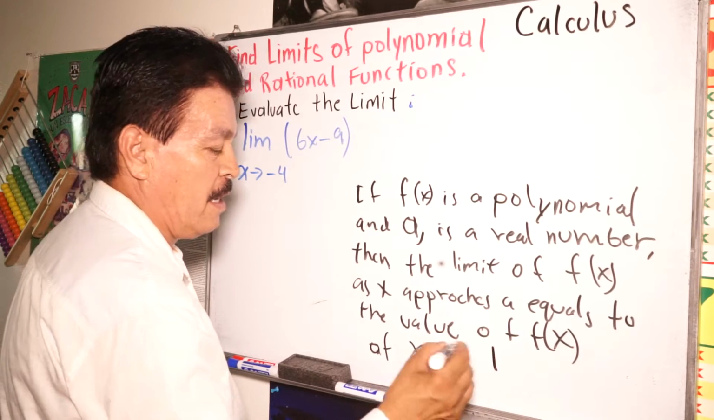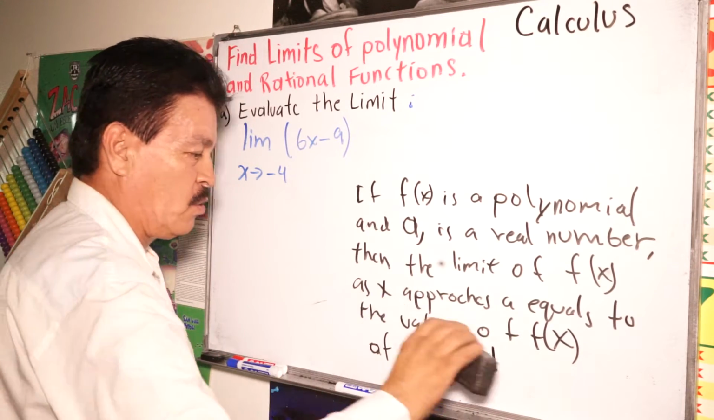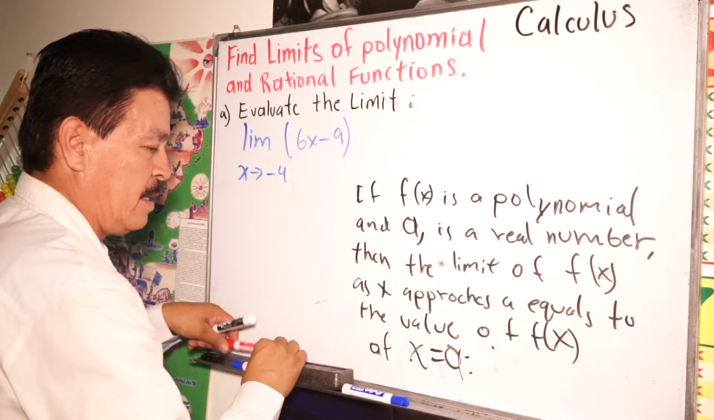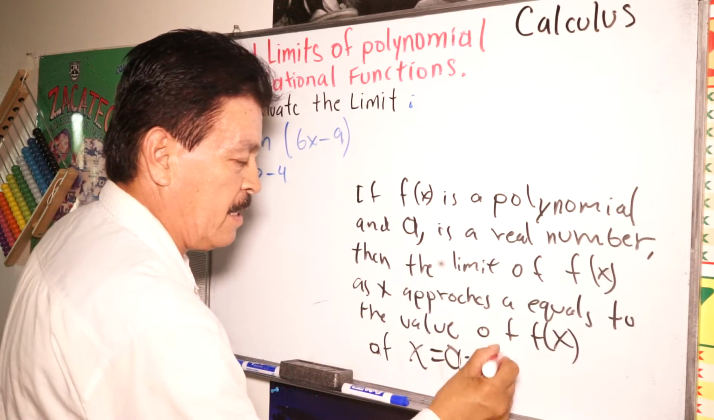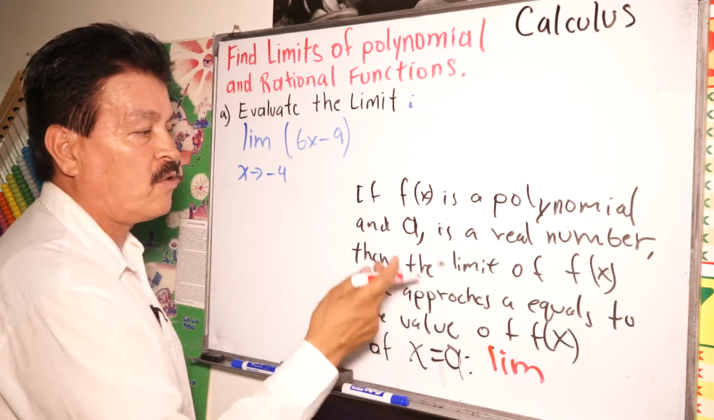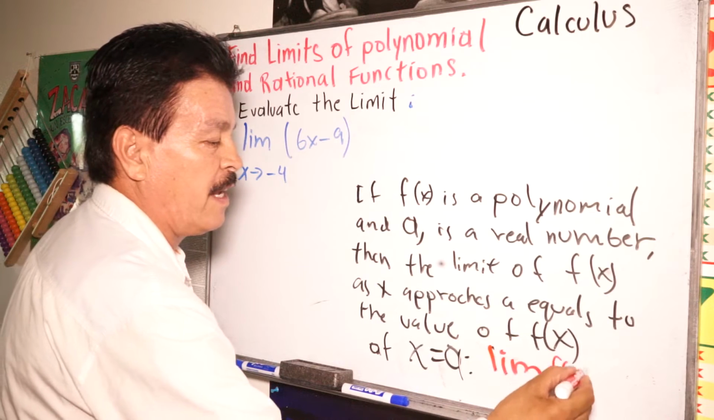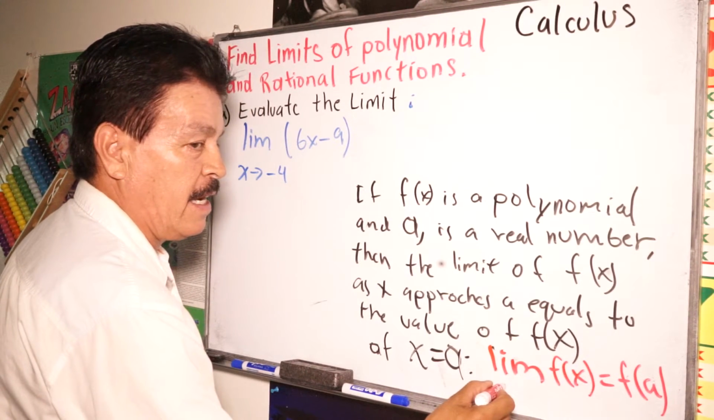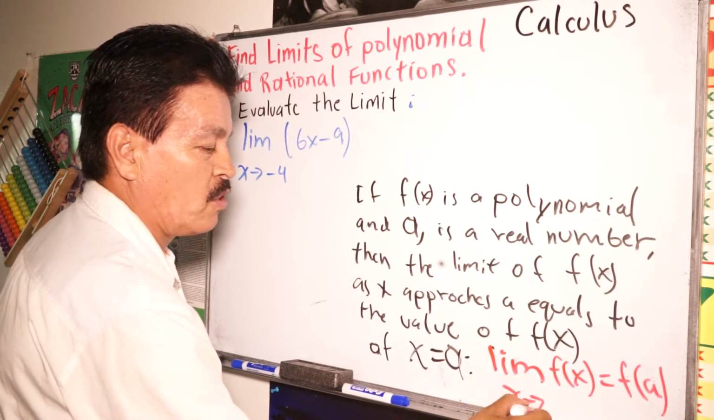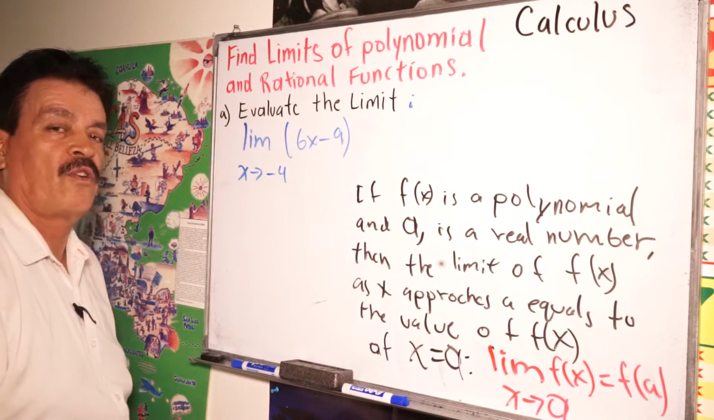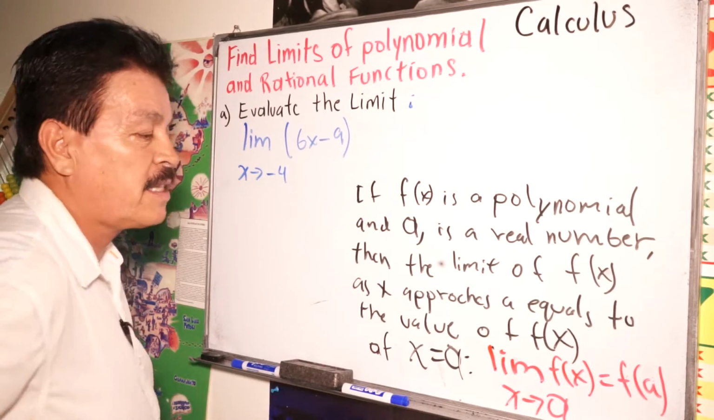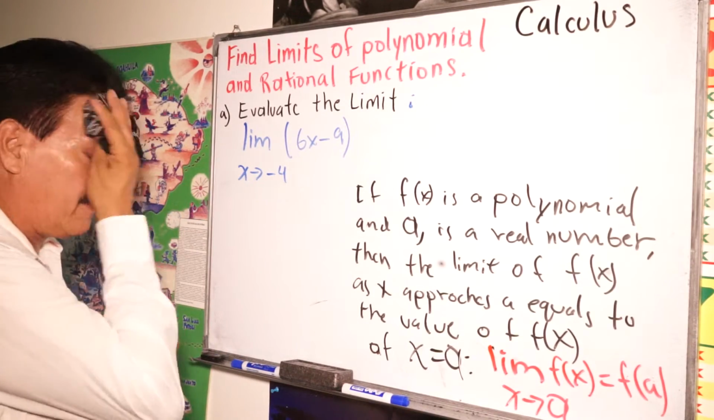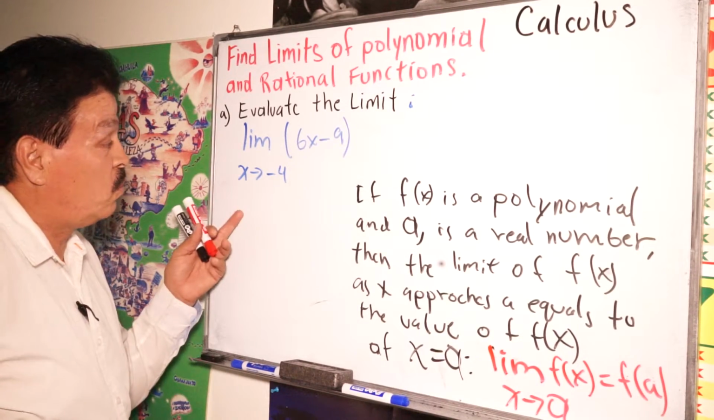So the limit is actually the formula: f(x) equals f(a) when x approaches a. All these words mean this formula. Okay, it's the concept before we solve this problem.